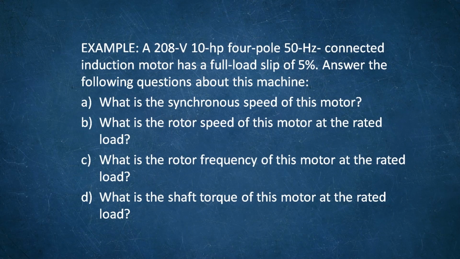So we have discussed here the construction of three-phase induction motor, comparison of the two types of rotor, squirrel cage and slip ring, concept of slip, concept of rotor speed. So based on this, we will be discussing a numerical problem. A 208 volts, 10 horsepower, 4 pole, 50 hertz induction motor has a full load slip of 5%. So, what is the synchronous speed of this motor?